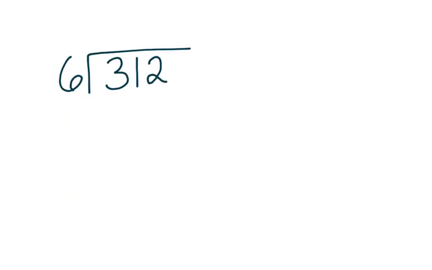I want you to give this next problem a try. 312 divided by 6. Go ahead and use partial quotients, and then you can always check your work with either the area model of division or distributive property of division.